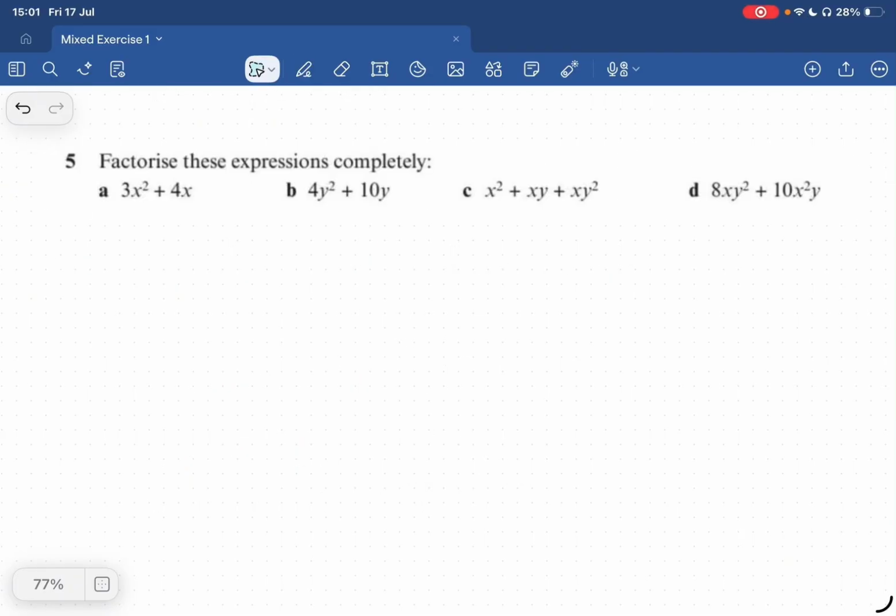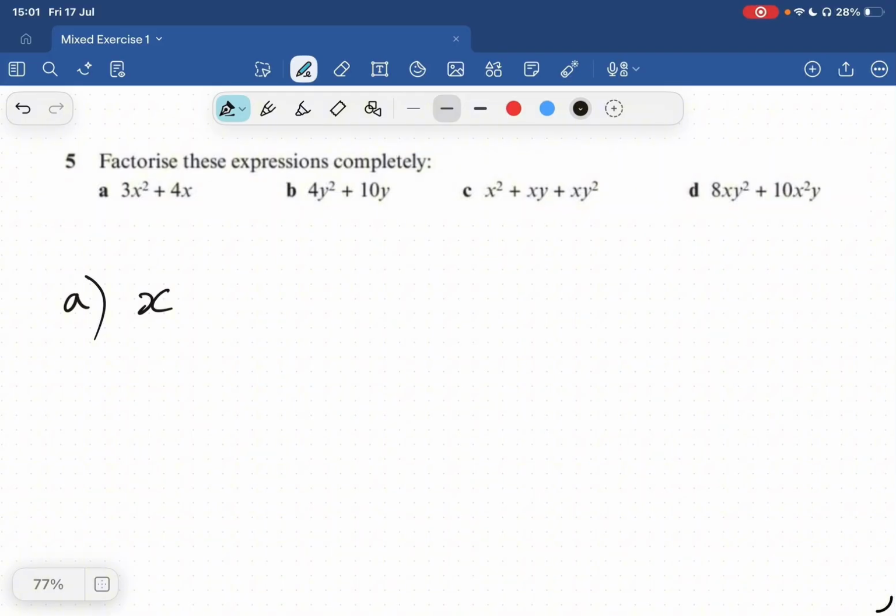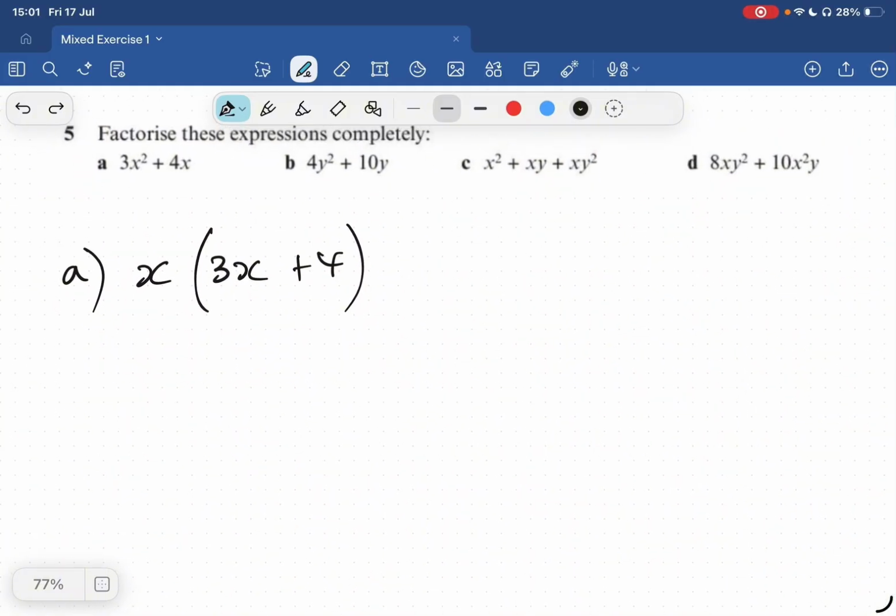Question 5. Factorize these expressions completely. Okay, so we need to take the biggest thing possible on the outside. Alright, so don't worry about the big thing to start with. Just pick something to put on the outside and see if it is actually the biggest thing. Okay, so for A, I know I can take x out the outside. I can't see anything else, so I need to add 3x on the inside because 3x times x gives us 3x squared, and then plus 4. Okay, and obviously these two don't share any common factors other than 1, so I know I'm done.